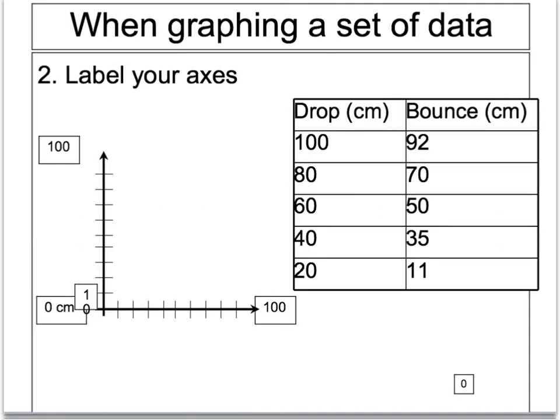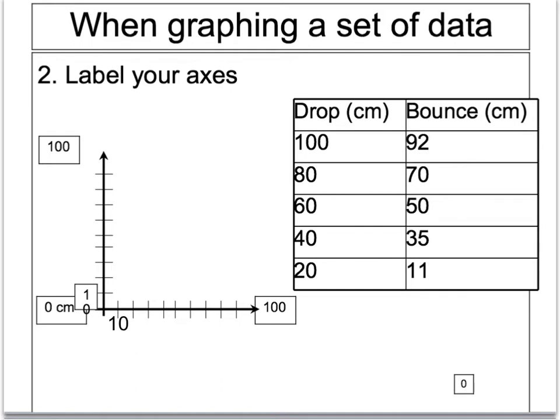Alright, so we have determined the scale for our axes. They go from 0 to 100. Before we're ready to label our axes, we finally need to decide how big each one of these little jumps right here is going to be. And since our data goes from 0 to 100, I'm just going to go ahead and make each little jump 10 centimeters. That seems to make the most sense to me, since most of these numbers are near a 10.